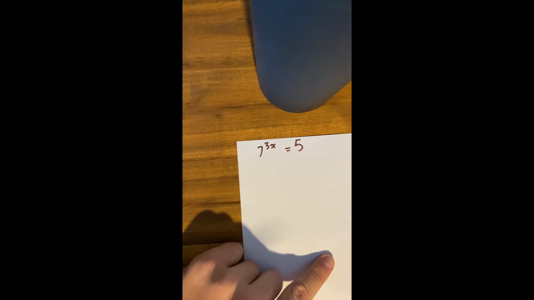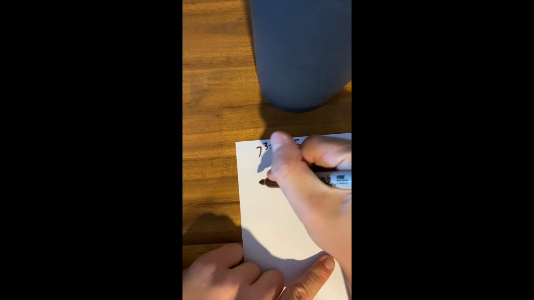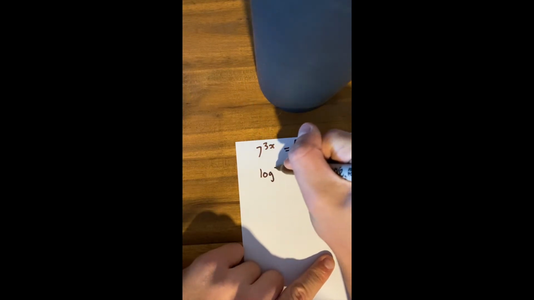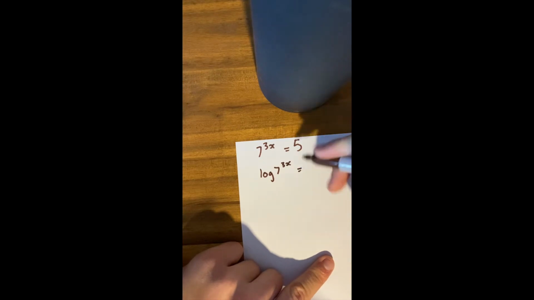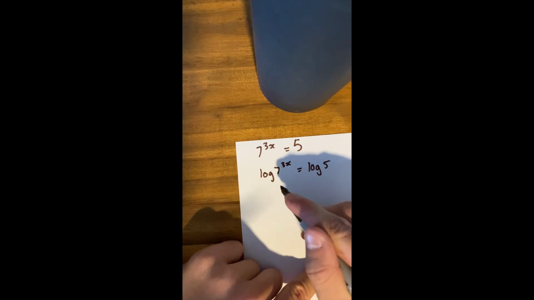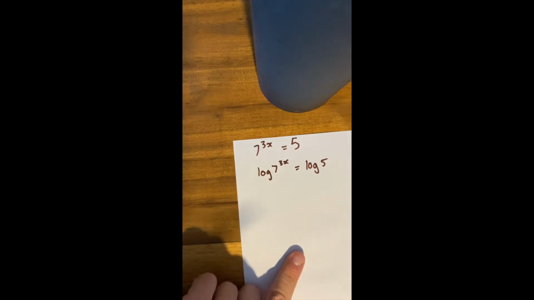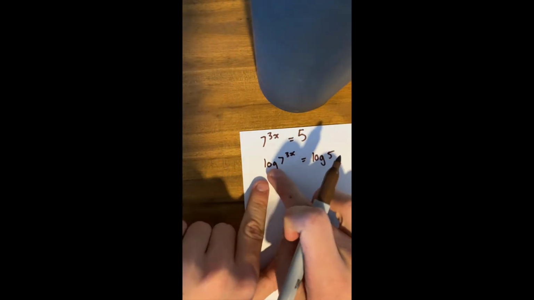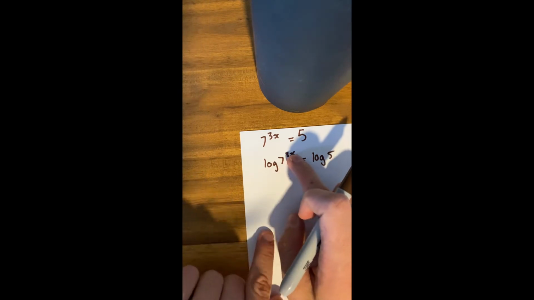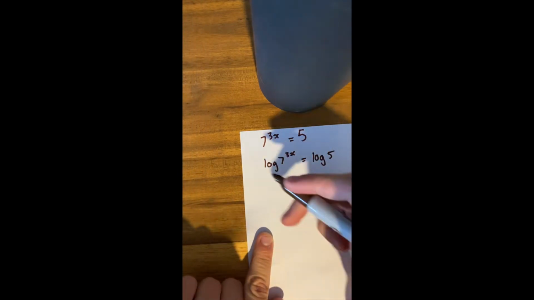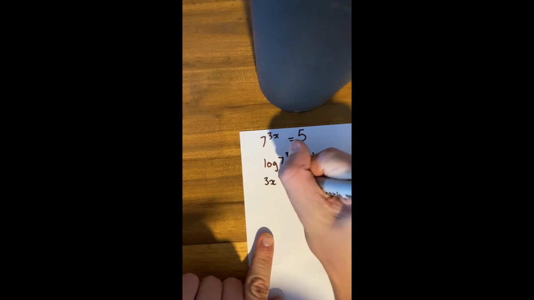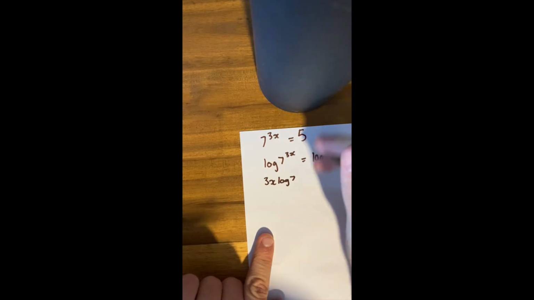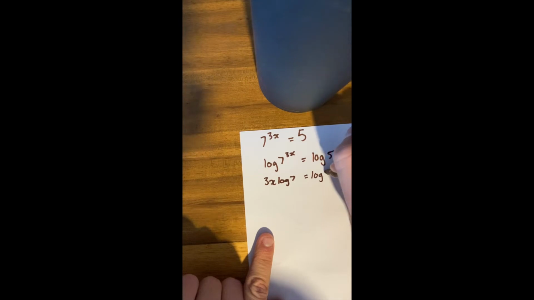Now the first thing you do with any exponential equation is take the log of both sides. So log of 7 to the 3x equals log of 5. Note that these are both log base 10. And you should know that when we have the log of a number raised to a power, we simply bring the power out the front and it becomes 3x log 7 equals log 5.